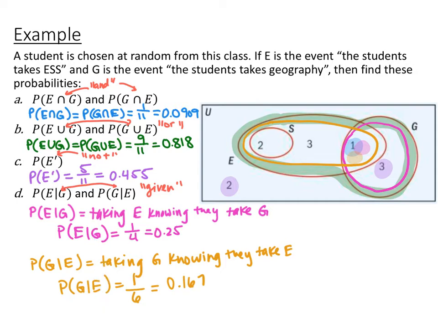Whenever you have the given, you're basically reducing your population to only whatever is in the given. So instead of the entire population of the whole class, we're only looking at the students who take geography or only looking at the students who take ESS. And then this was the only one that the order mattered. These two here, the order didn't matter.